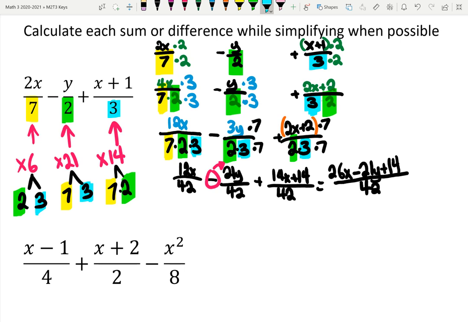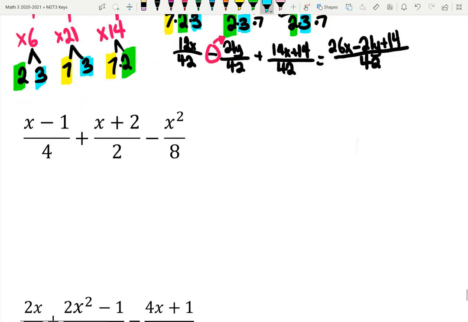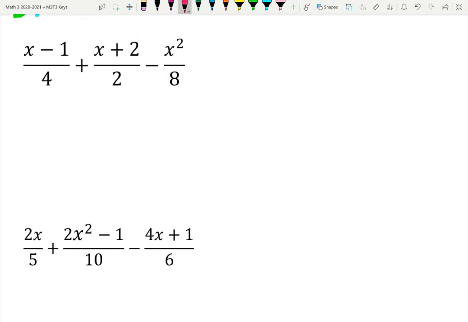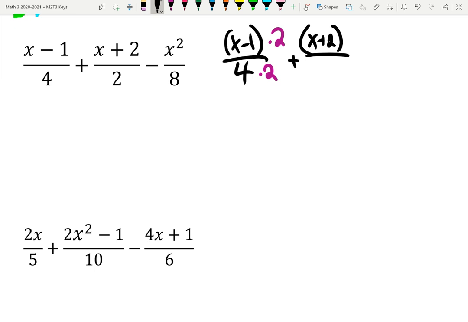Remember, the idea is that you need to multiply it by the LCM, aka you want all the denominators to be the same. So it is easier to solve them numerically when they have them all. I'm going to identify that, hey, 8, 4, and 2, I can make a 4 into an 8 if I multiply both the numerator and the denominator by 2, plus x plus 2. I'm going to put a parentheses around it. How do I make a 2 into an 8? 2 times 4.